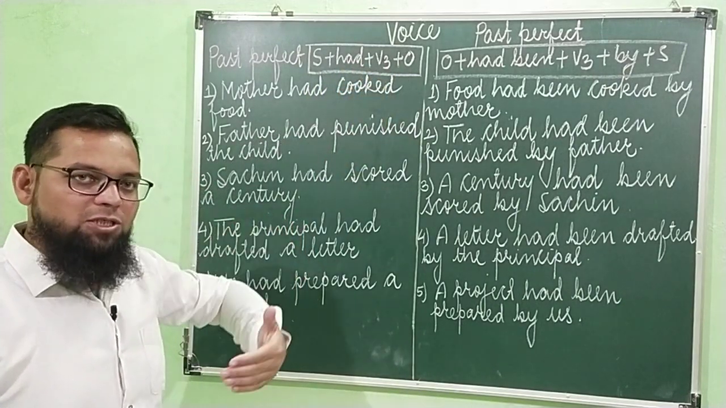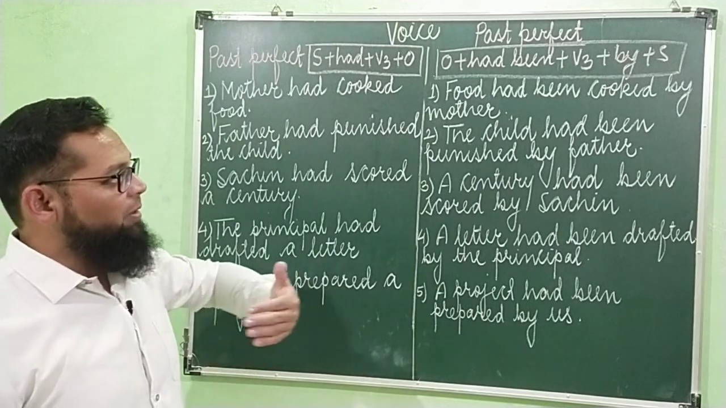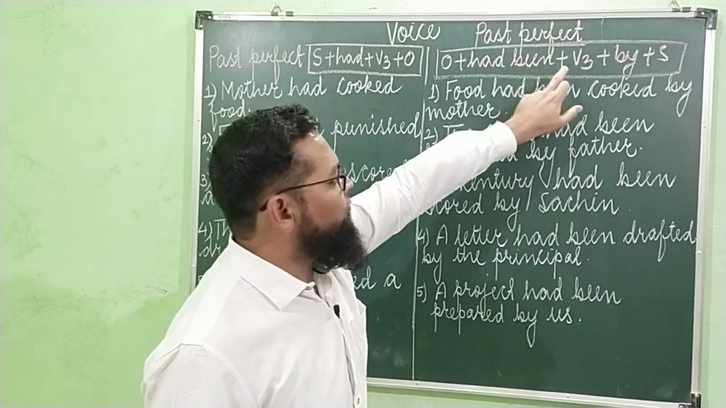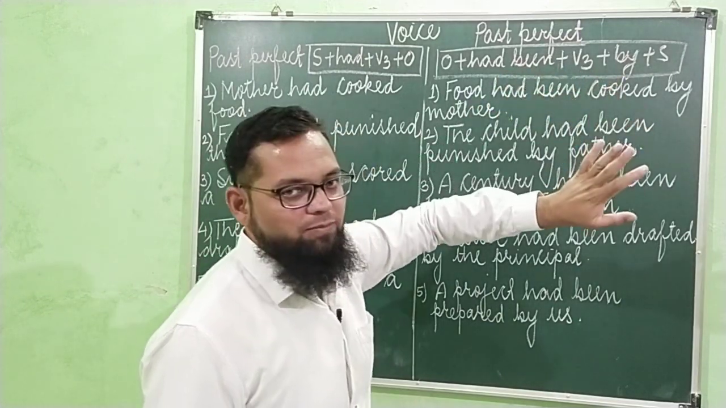And what is the equation of passive voice? Past perfect की passive voice की equation क्या होती है? Object plus had been plus verb in third form plus by plus subject.